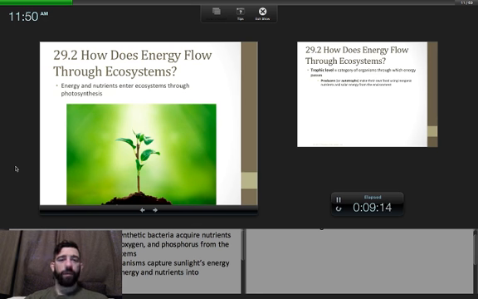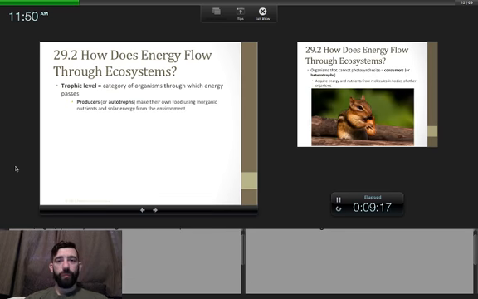Okay, so let's talk a little bit about the food chain and the food web. So let's start with defining a new term, which is trophic level. So trophic level is a category of organisms through which energy passes. So you could think about this as a link on a food chain, or maybe a step on a food web. So the bottom link of any ecosystem, right, the bottom component of the food chain, is the first trophic level, right?